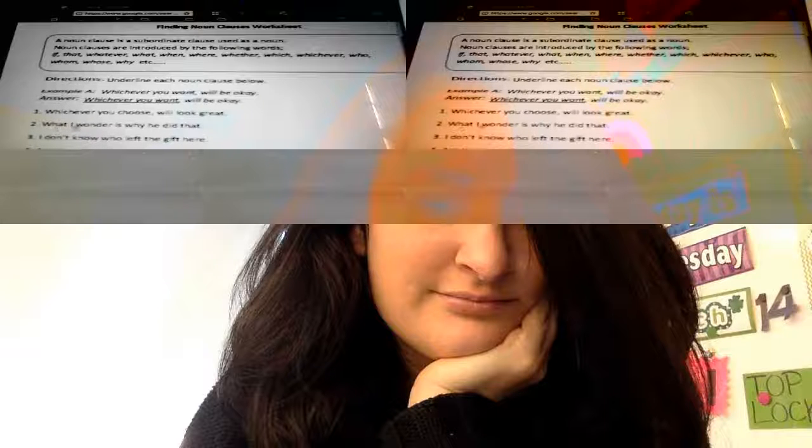Second one. What I wonder is why he did that. In this one, we have what I wonder. That is acting as a subject. The linking verb is. Why he did that. That's a predicate nominative. So in this one, you actually have two noun clauses. This one is working as a subject. This one is working as the predicate nominative. That's a crazy sentence right there.